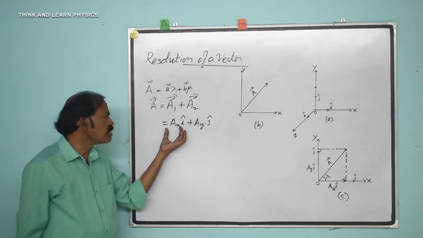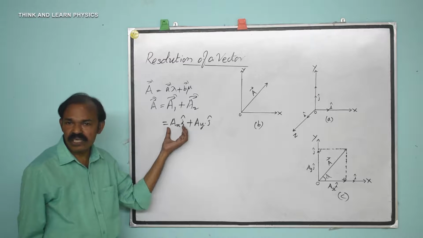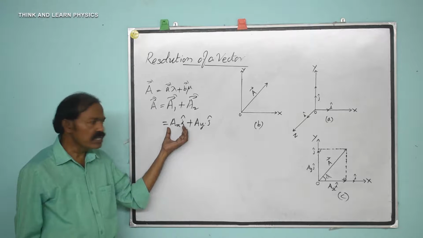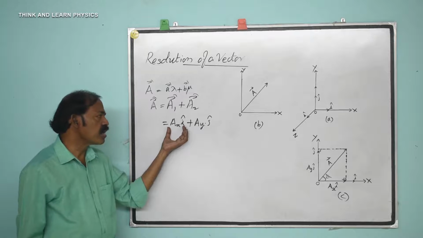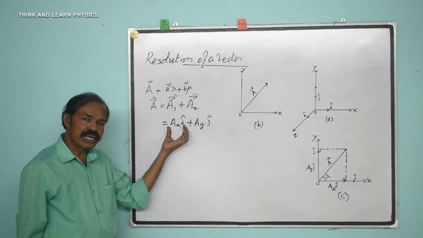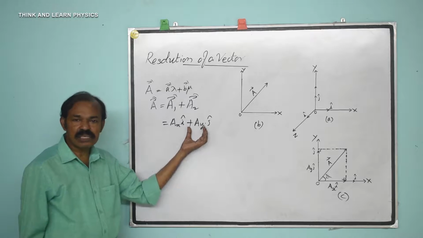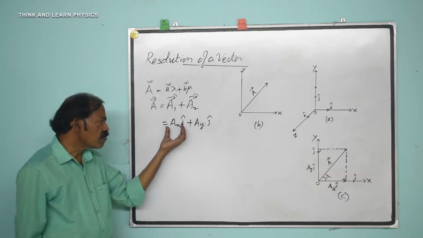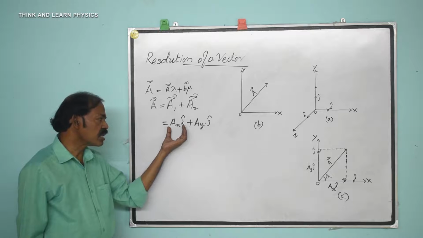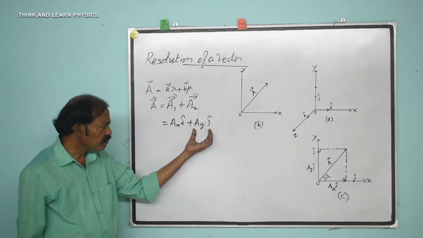This is the method by which a given vector A vector is resolved into its rectangular components along OX and OY. Ax into I cap is the vector component along the x-axis, while Ay into J cap is its vector component along the y-axis. The modulus of the x component is Ax, while the modulus of the y component is Ay.